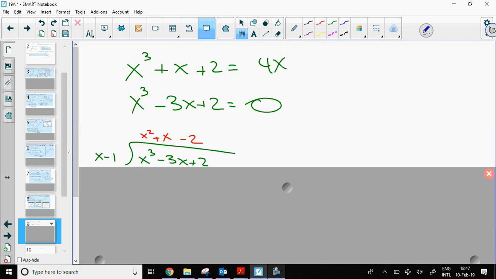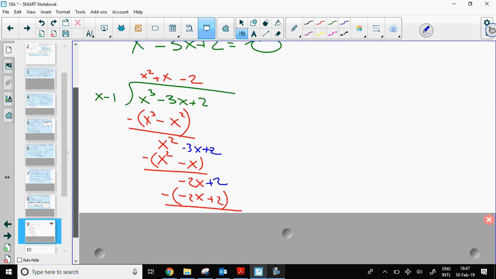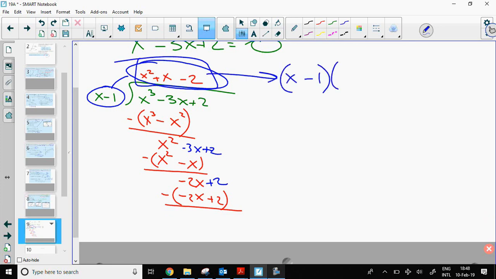Yes, which means we can use long division here to figure out what we get left over when we divide by x minus 1. There's no remainder. This is great. We get this quadratic. So these two multiplied together give us the cubic. And it turns out that this quadratic actually factors really nicely. That factors out into x minus 1 again and x plus 2.